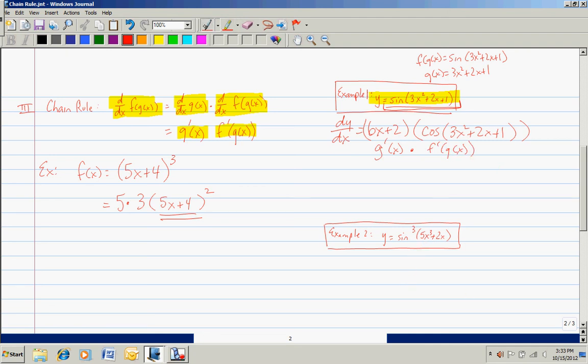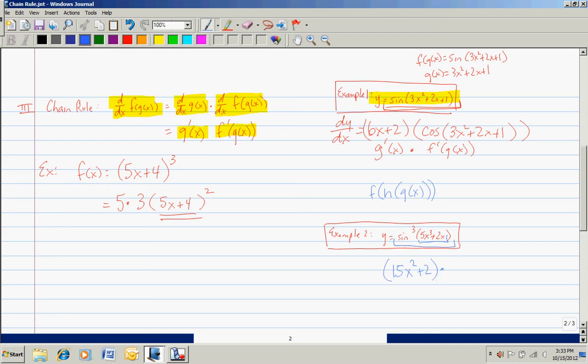Example 2. Here we actually have 3 different functions all in one. And let me show you all the pieces. This is actually going to be, we'll call this f of h of g of x. But it's done the same way. The innermost function is 5x cubed plus 2x. So we'll take the derivative of it first. That's 15x squared plus 2.